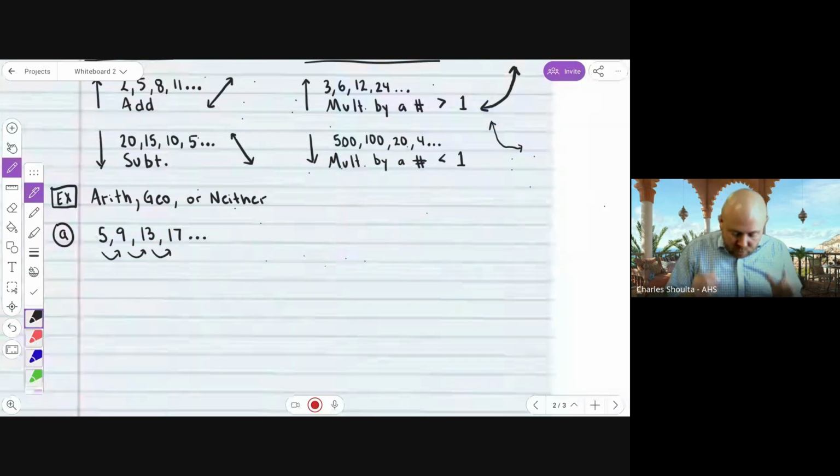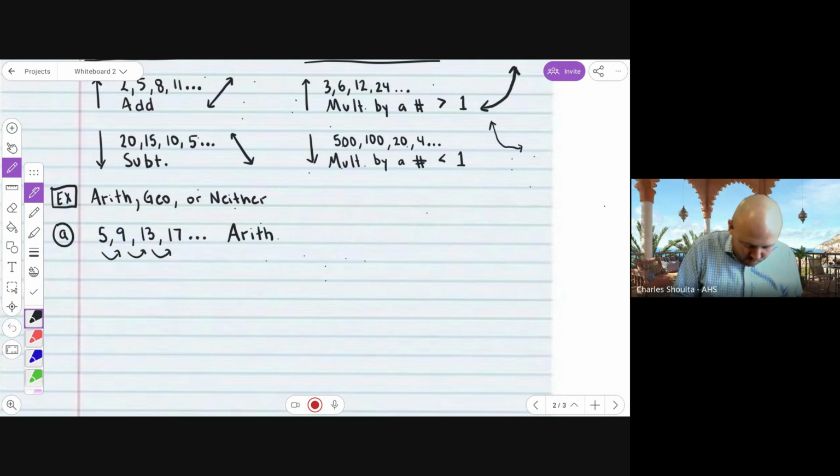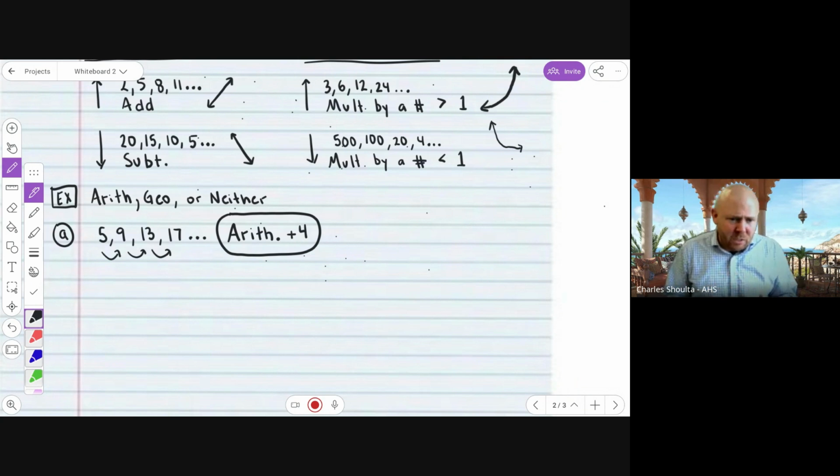Very good. So here's what we're going to write down, everybody. We can abbreviate. We're going to write A, R, I, T, H. If you just want to put A, that's fine. And then we're going to put one more thing. We're going to put plus 4. And that plus 4 has a name. We'll talk about that name tomorrow. Plus 4, plus 4, plus 4. That's an arithmetic sequence.